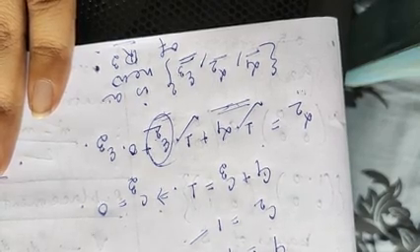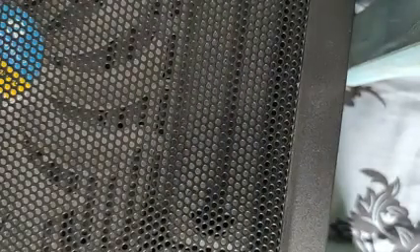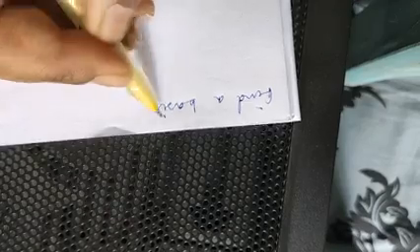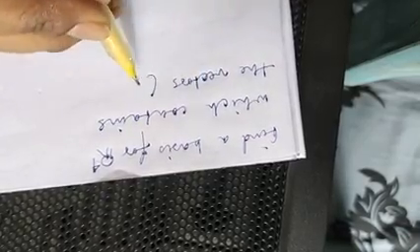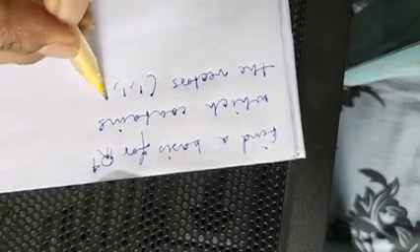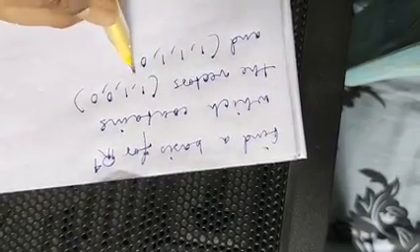Okay, write down the next example. Find a basis for the space R to the power 4 which contains the vectors 1 1 0 0 and 1 1 1 0.